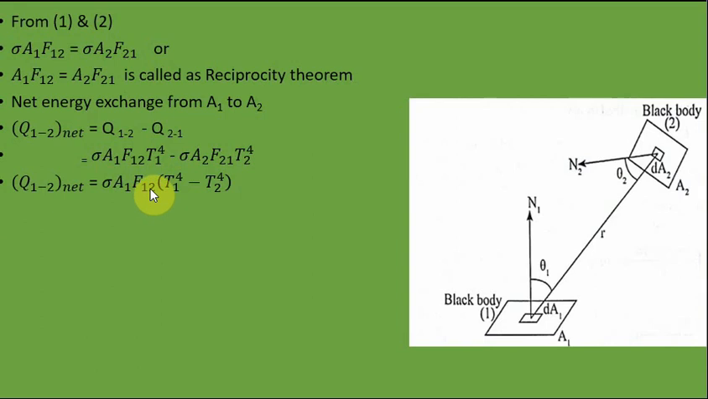F12 is the view factor of body 1 with respect to body 2. If you know the view factor between two bodies, the area of the first body, and the temperature of both bodies, then the net heat transfer from the first body to the second body can be calculated from this equation. This is the importance of this equation. And one thing you need to remember: this equation is valid only for black bodies.